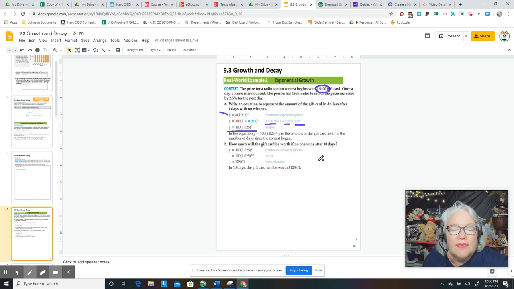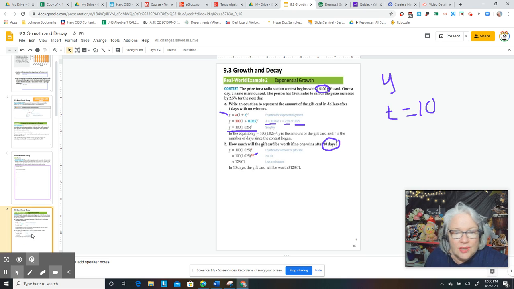How much will the gift card be worth if no one wins for 10 days? 10 days, ask yourself, is that the amount the gift card is worth, or is that the time? That is the time. 10 days. You substitute that in and solve. So after 10 days, the gift card will be worth $128.01. Let's go to the next page.